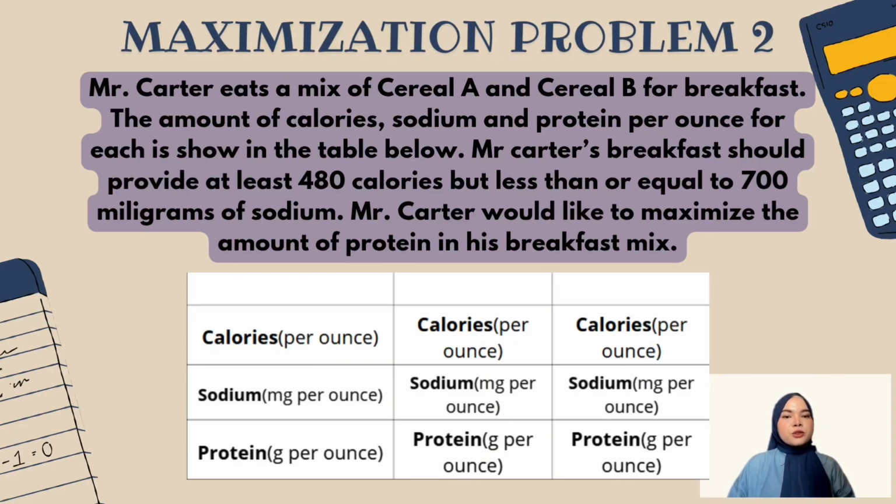So today I will present question 2, maximization problem. This statement, Mr. Carter eats two types of cereal, which is cereal A and B. Based on the table given, it already provided the amount of calories, sodium and protein per ounce for each cereal. Also, the statement already mentioned that Mr. Carter's breakfast should provide at least 480 calories but less than or equal to 700 milligrams of sodium. He wants to maximize protein in his breakfast meal.